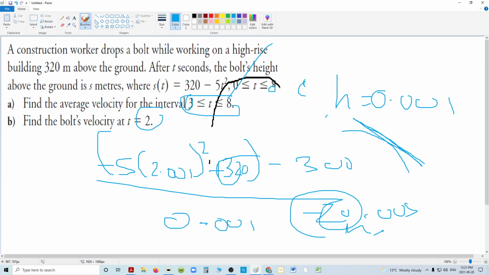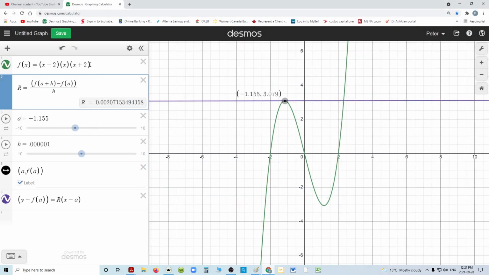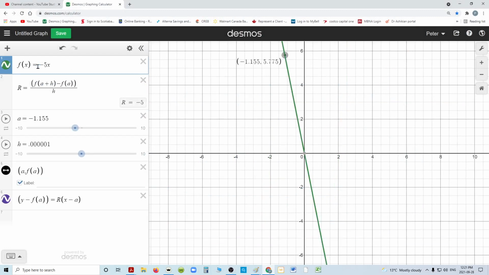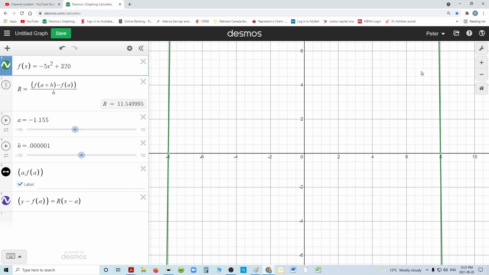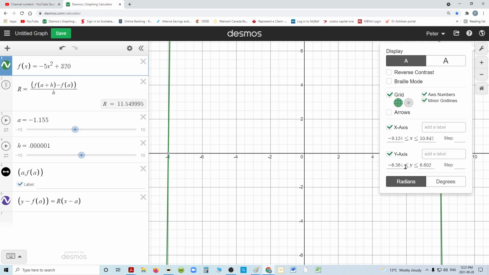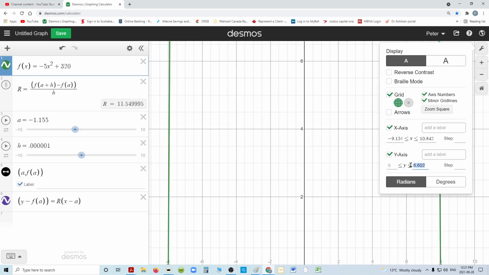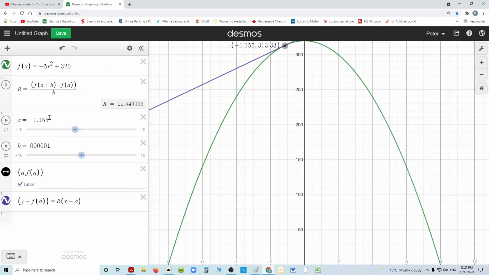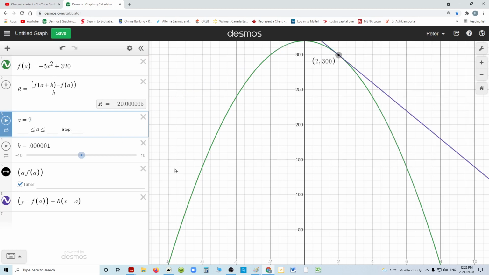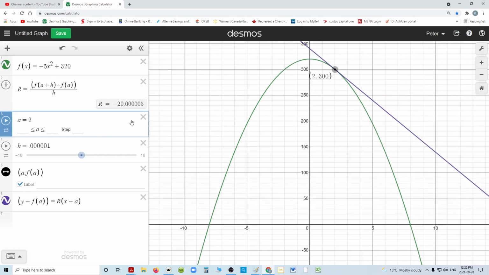You can do this by putting it into the formula that I gave you. And I'm just going to use x to keep the formula the same. You're going to see the lovely graph. I'm going to make the y go from 0 to 320 so that we can see it. They're asking for 2 seconds, and there it is. And sure enough, it's spitting out my r of negative 20 meters per second.